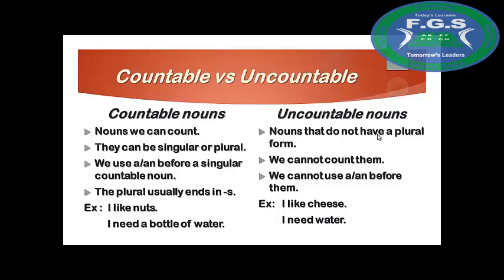So, the difference between countable nouns and uncountable nouns. Countable nouns can be singular or plural, and we can use a and an before a singular countable noun. But uncountable nouns don't have a plural form, and we can't use a and an before them.